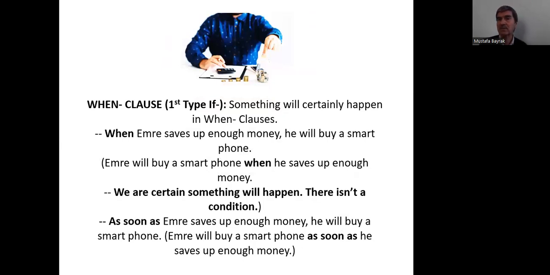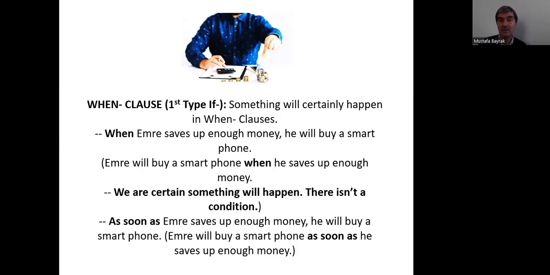Something will certainly happen here, okay? We have no doubt. Something will certainly happen in when clauses. When Emre saves up enough money, when that time comes, okay? Maybe tomorrow, maybe next month. When Emre saves up enough money, he will buy a smartphone. When will he buy a smartphone? At the suitable time. Emre will buy a smartphone when he saves up enough money. We are certain something will happen. There isn't a condition here, okay?